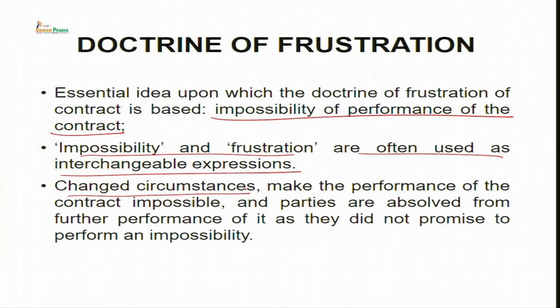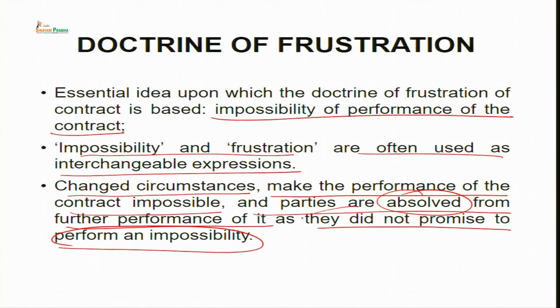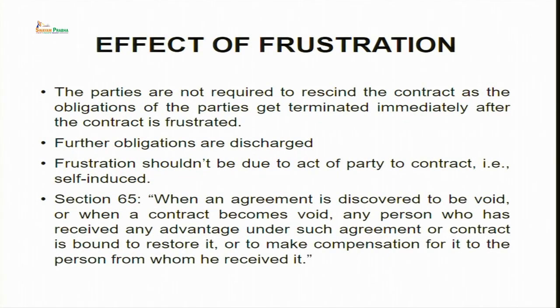Changed circumstances make the performance of the contract impossible, and parties are absolved, that is, relieved from further performance of it, as they did not promise to perform an impossibility. We have discussed what we mean by frustration, that is, supervening impossibility.